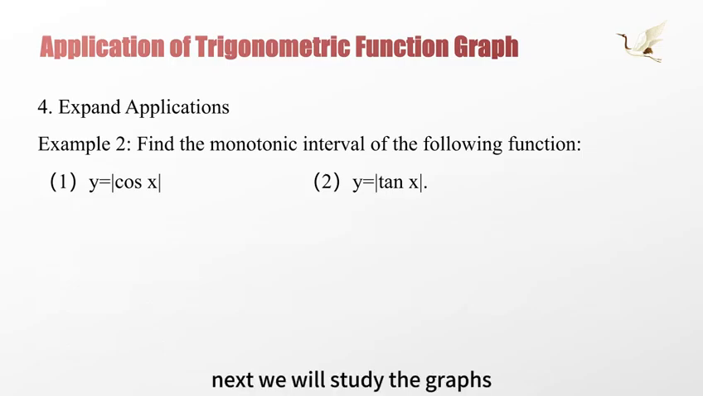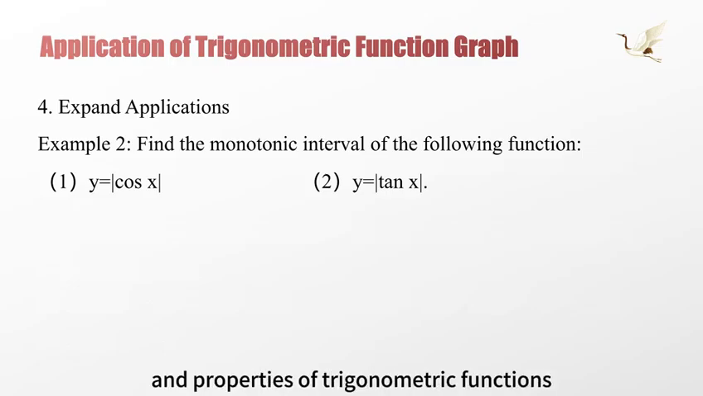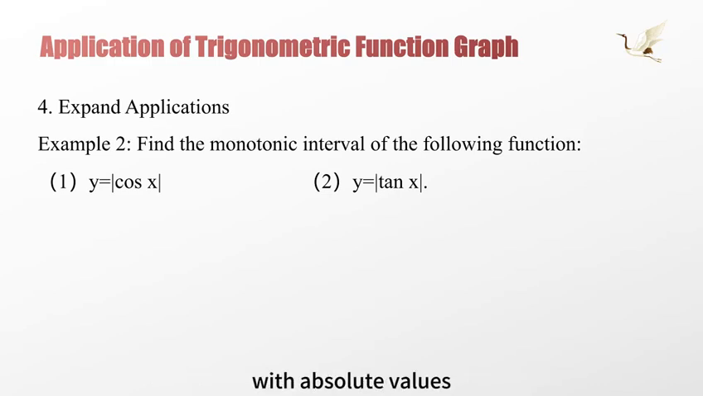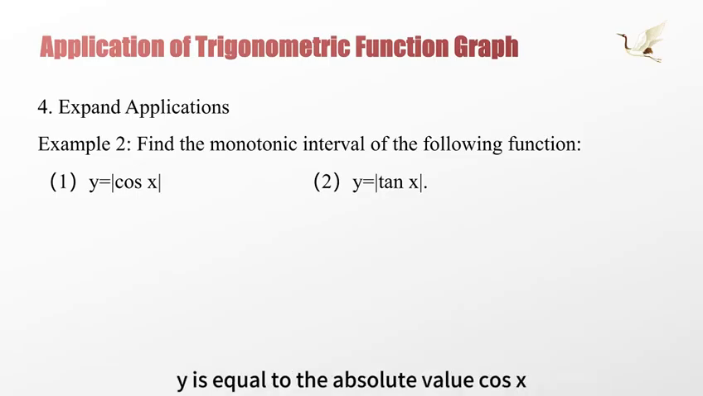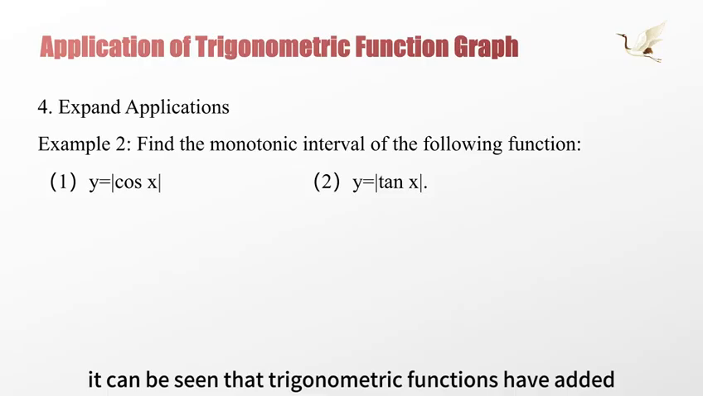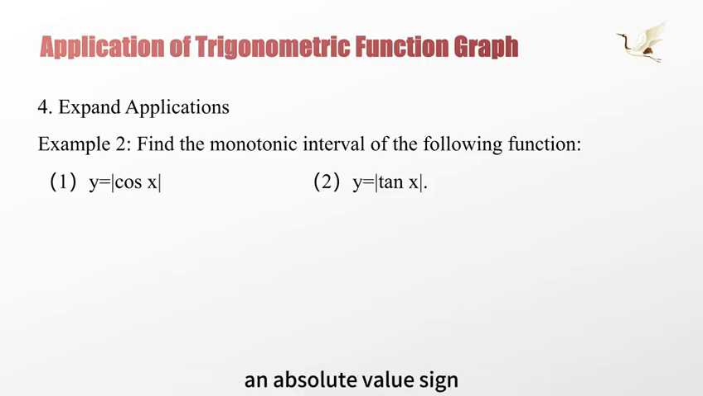Next, we will study the graphs and properties of trigonometric functions with absolute values. Example 2. Find the monotonic interval of the following functions. y equals the absolute value of cosine x. y equals the absolute value of tan x. From these two analytical expressions, it can be seen that the trigonometric functions have an added absolute value sign.